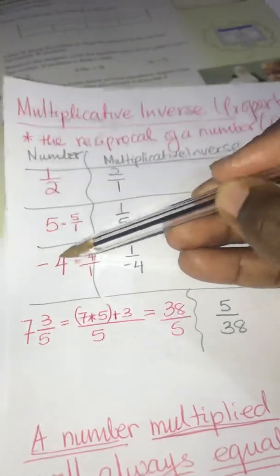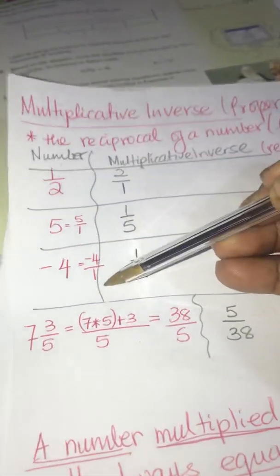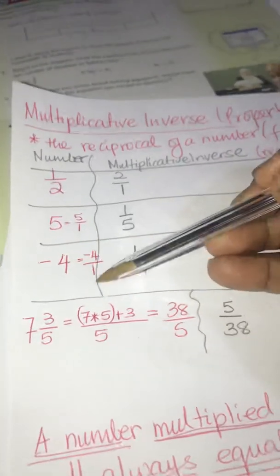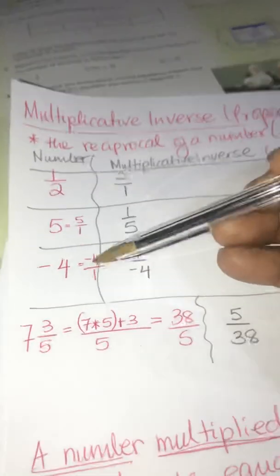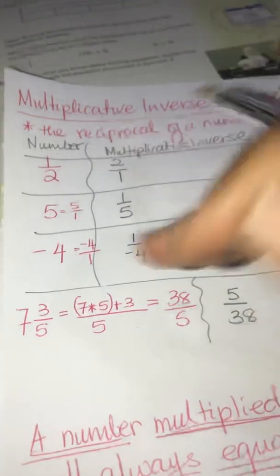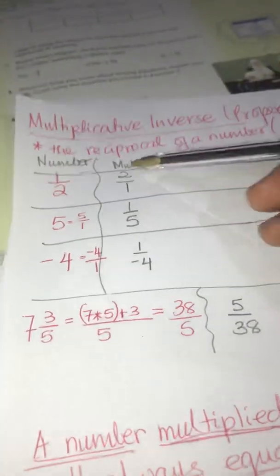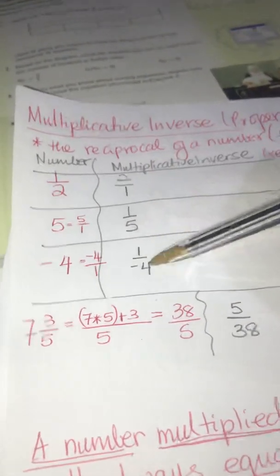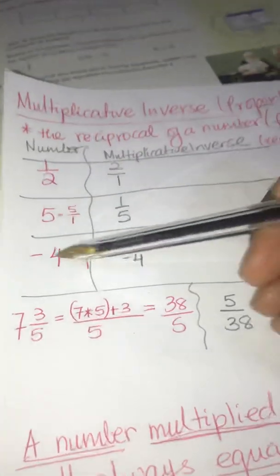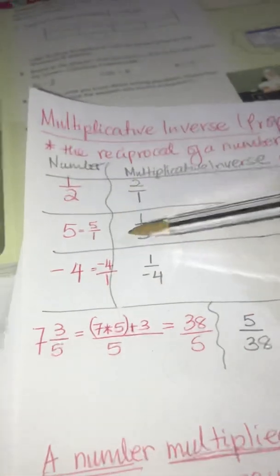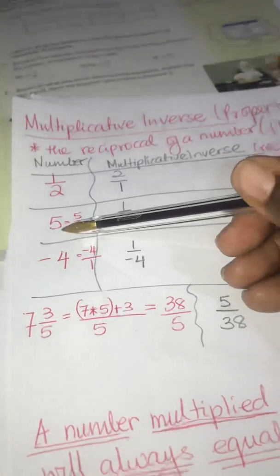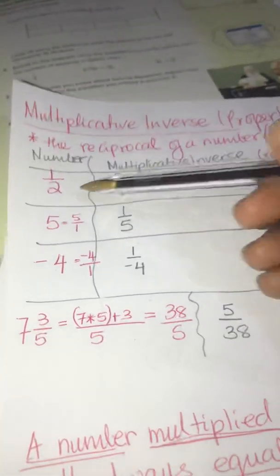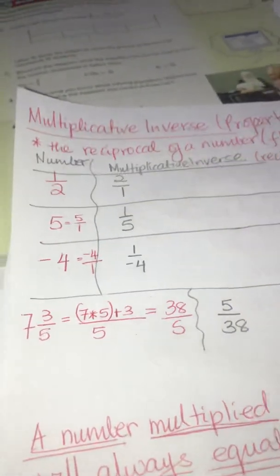If your number is negative, you write it as a fraction. As long as it is a whole number, 1 will be at the bottom. Then you flip it, you get -1 over 4. This is the multiplicative inverse. -1 over 4 is the multiplicative inverse of -4. 1 over 5 is the multiplicative inverse of 5. 2 over 1 is the multiplicative inverse of 1/2.